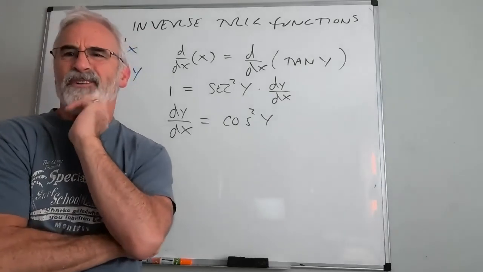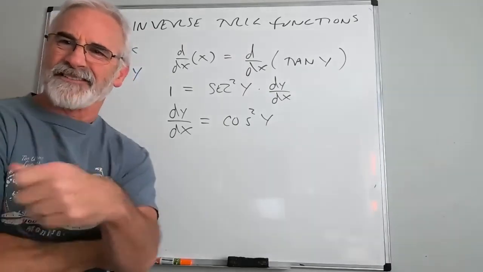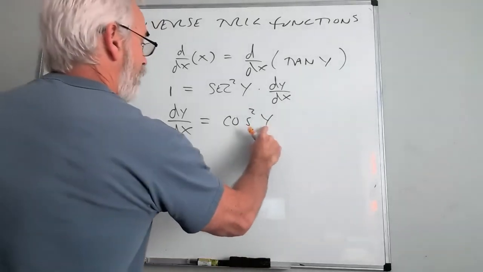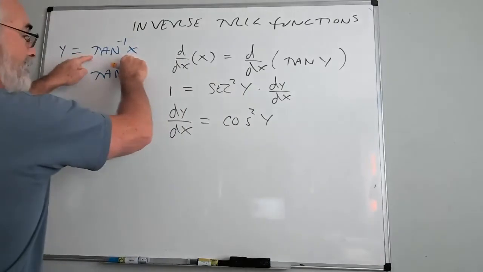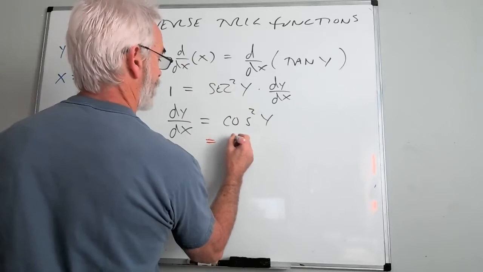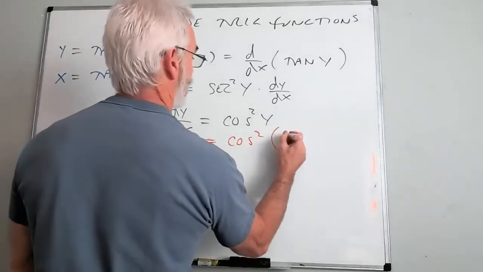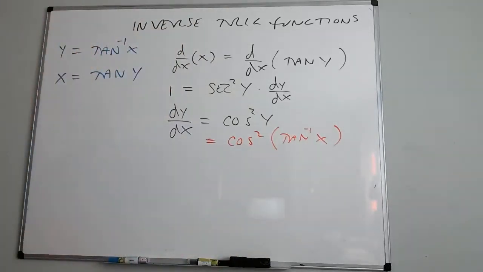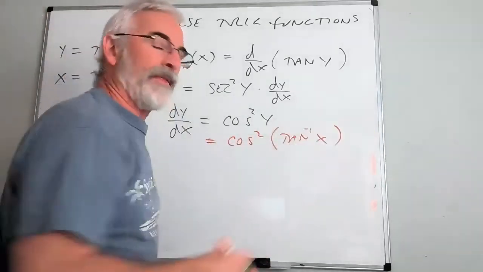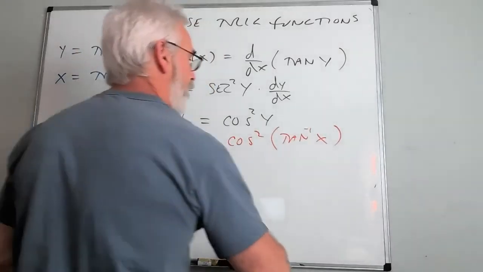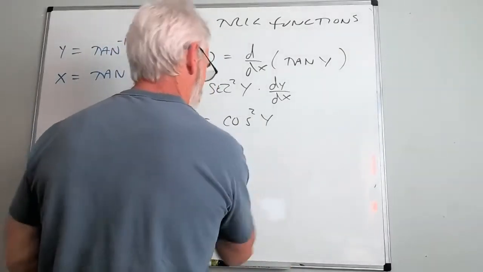That's not really going to be very useful, is it? Because I kind of like it to be an x. Well, there's one thing I can do. I can replace this y with this. It would be correct to say that the answer is the cosine squared of the inverse tangent of x. That is a correct mathematical statement, but once again, that's not really very useful because I have no idea what that looks like. So instead of doing that, why don't we do what we did last day?